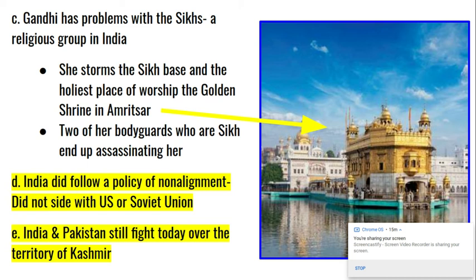Meanwhile, the Cold War is raging. The US and the Soviet Union, capitalism versus communism. And India does this really like diplomatic hopscotch of not taking sides. They don't side with the US, they don't side with the Soviet Union. They are able to stay relatively friendly with both, though. There are points where they aren't super friendly. And this gets us to the last piece I want to talk about with India and Pakistan.